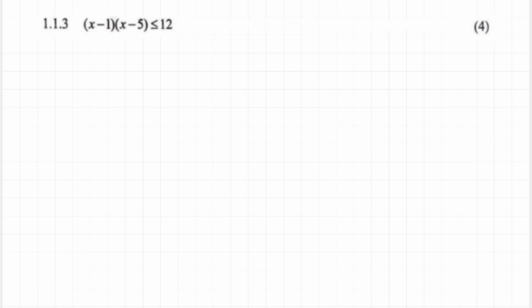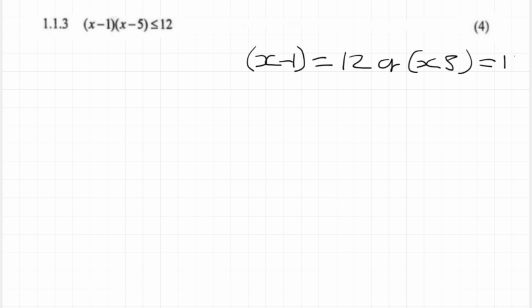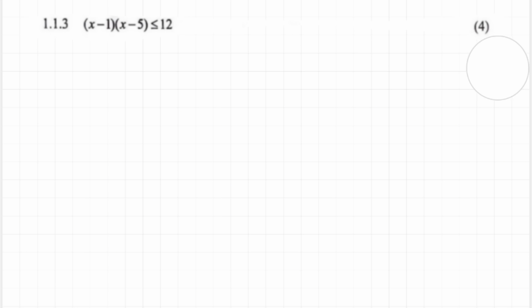The third question is this one, which is an inequality. A common method I saw in a lot of my students is that some students will do this question like this. They say x minus 1 equals 12, or x minus 5 equals 12, something like this, which is incorrect. We only do those kinds of things when we have 0 at the end. And also don't forget that we have an inequality there.